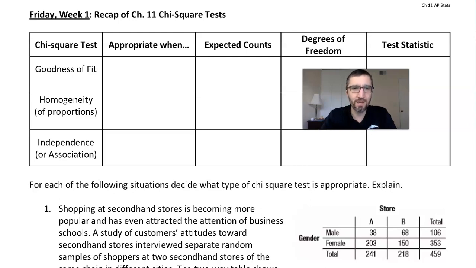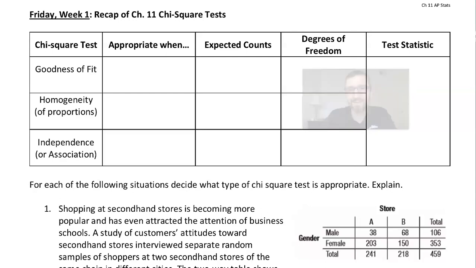We're going to do a review of the different types of chi-squared tests that we've learned in this chapter. Do a couple practice problems. So let's get started. We have three chi-squared tests: goodness of fit, homogeneity of proportions, and then a chi-squared test for independence. It could also be called chi-squared test for association. So when is each test appropriate?